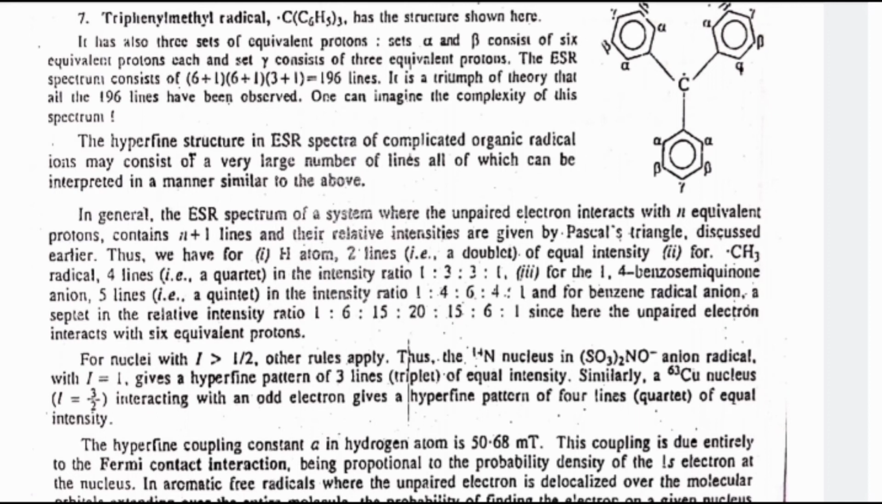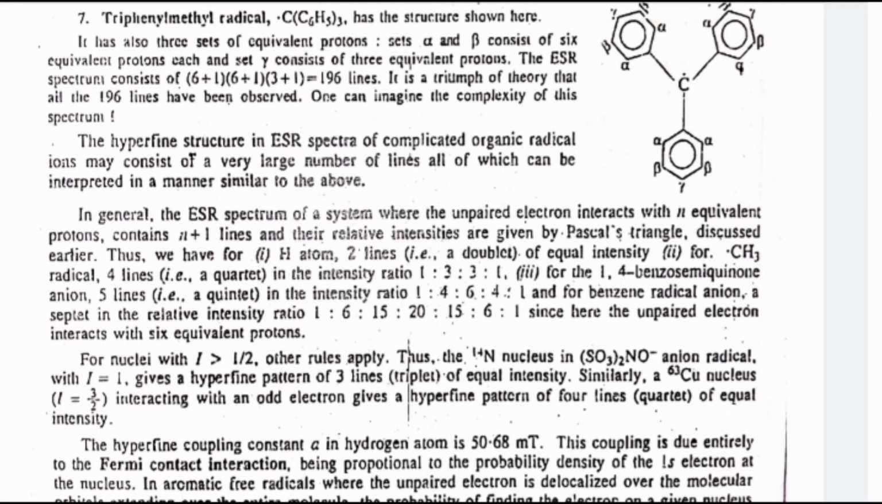So that free electron should interact with all of these protons, but the protons at the phenyl ring are not equivalent. So there are six alpha protons, six beta protons, and three gamma type of protons. So overall we get the lines in this spectrum as (6 plus 1) into (6 plus 1) into (3 plus 1) equals 196.